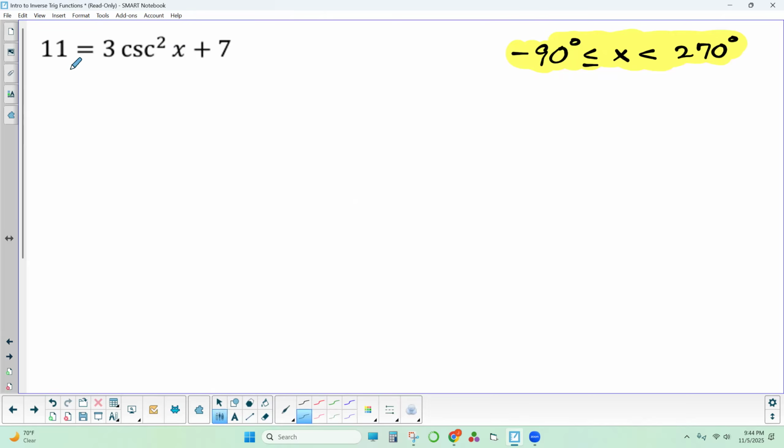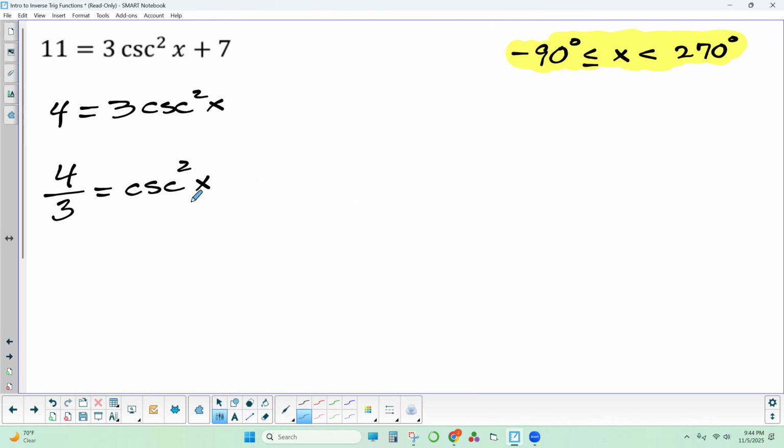All right, so I'm going to subtract 7 from 11, and then I'm going to divide by 3. So 4/3 equals cosecant squared x. Now that I've isolated cosecant, I'm going to take the square root of both sides. Okay? You want to be careful when you do this, because the square root here is just cosecant x, but over here I'm going to get plus or minus the square root of 4, which is 2, and I'll leave that square root of 3. Okay? So plus and minus.